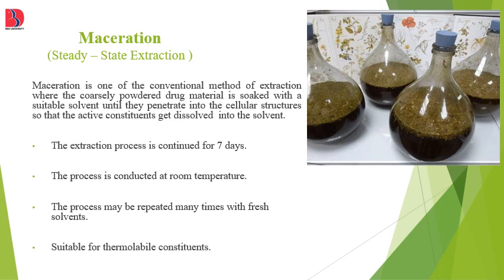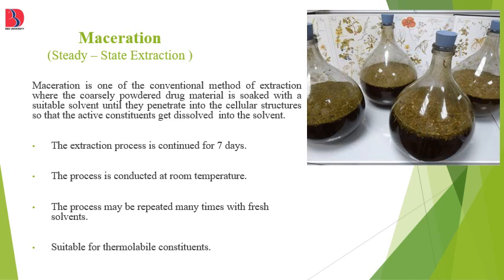Once the solvent penetrates the cellular structure, the phytoconstituents which have affinity towards the solvent based upon polarity will get dissolved into the solvent. This extraction process is continued for 7 days, and after 7 days we need to filter this and collect the filtrate, that is the solvent with the extracted phytochemicals. Many times this process is repeated with fresh solvent. That means the marc which is collected after filtration is again kept for maceration with fresh solvent, and finally the filtrates are added up and the volume is made up.